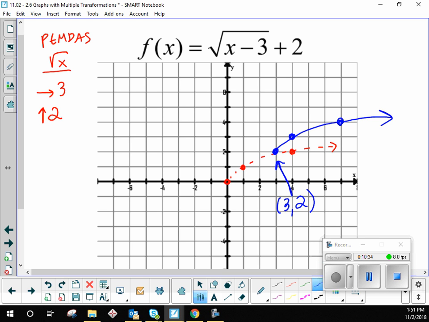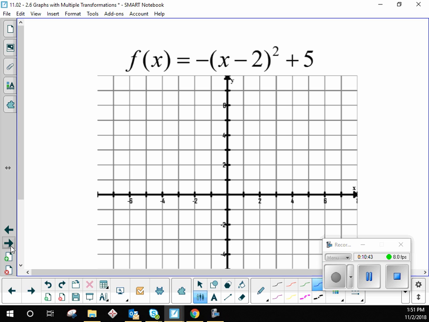And that's a good warm up for our transformation. Does anybody need that up anymore? Let's talk about this one. What's the parent function? Okay, quadratic.